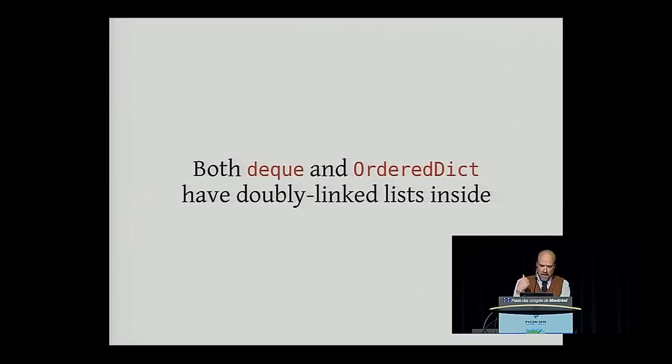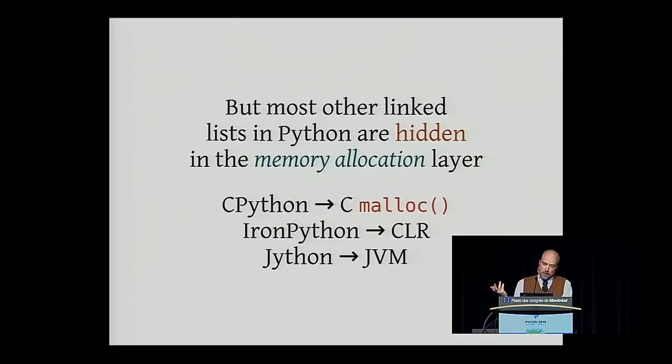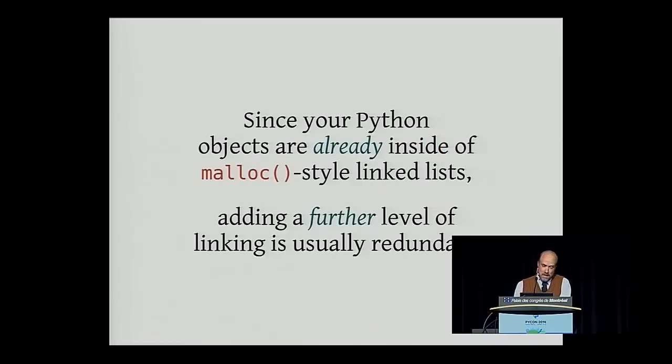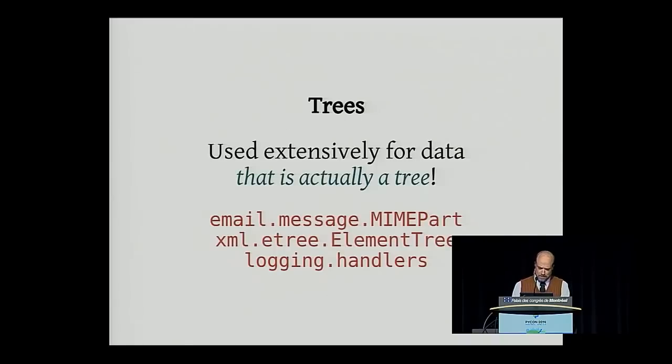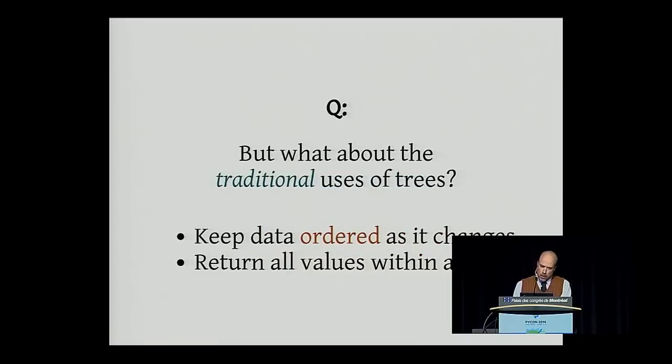Both the deque and the ordered dict do secretly have doubly linked lists inside for their accounting, but all the other linked lists that you're really using in production are hidden in your memory allocation layer. Since your Python objects are already allocated by malloc inside of a secret linked list, it's just kind of redundant to try to do memory management all over again by your own level of linked list. Trees only really exist where our data is tree-shaped, like MIME messages inside of other MIME messages, XML elements inside of others.